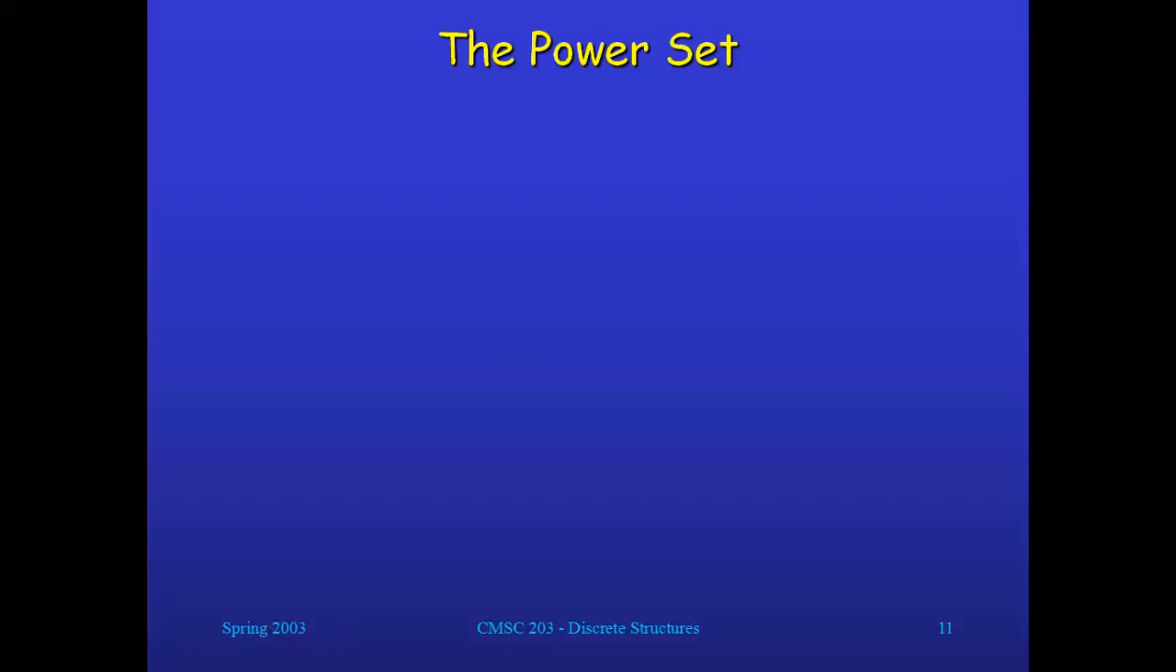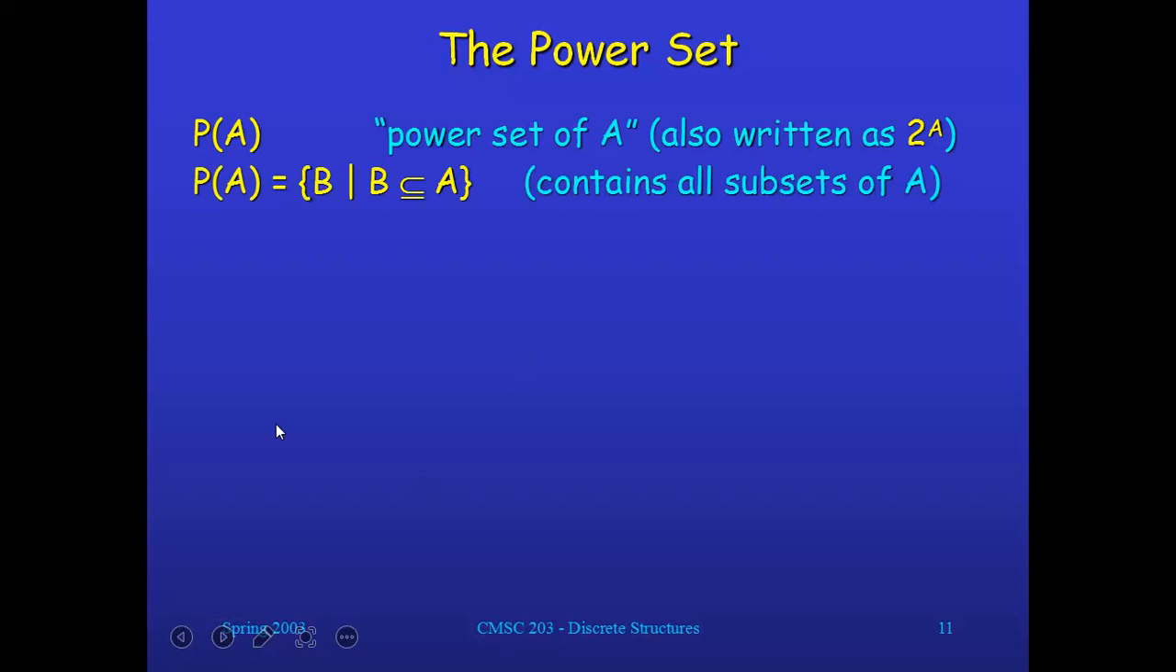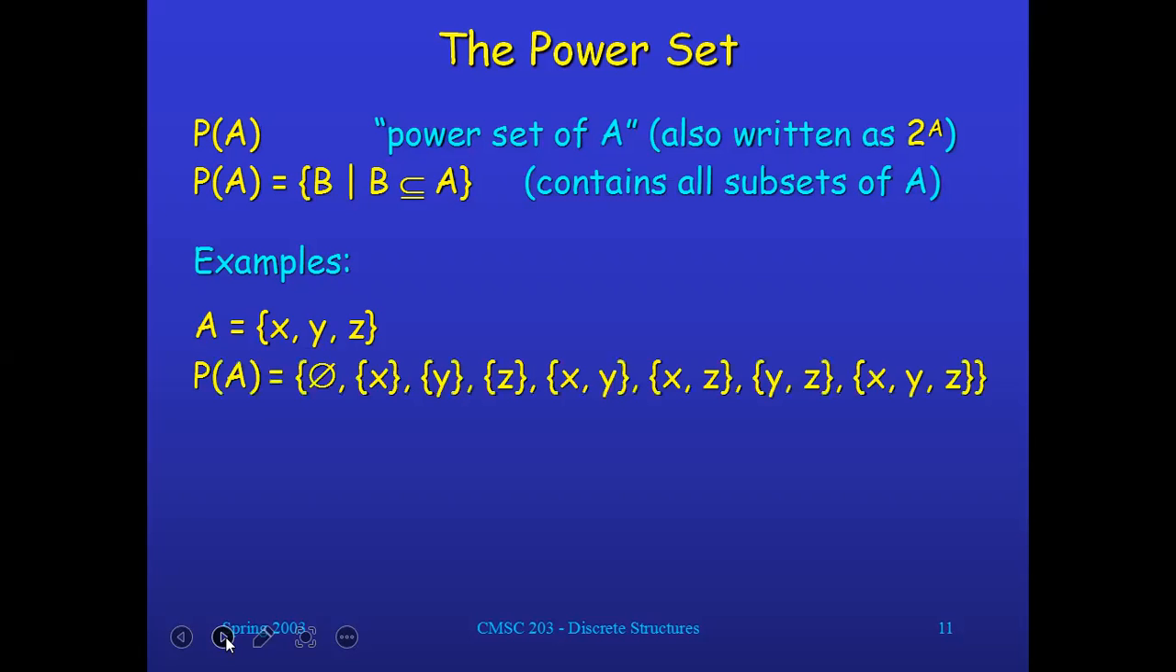Okay, now what is a power set? What is a power set? A power set is denoted by power set of A, also written as 2 to the power A. And the power set of A equals the set of B such that B is a subset of A. That means it contains all subsets of A. For example, suppose A equals {X, Y, Z}. That means 3 elements only. So for the power set of A, we can find actually 8 subsets of A.